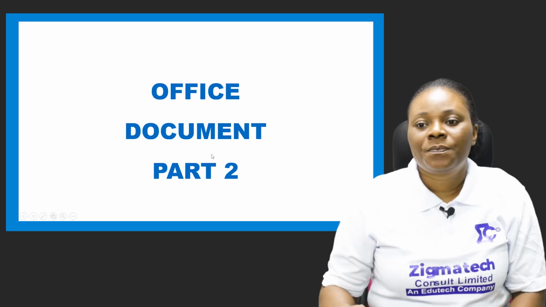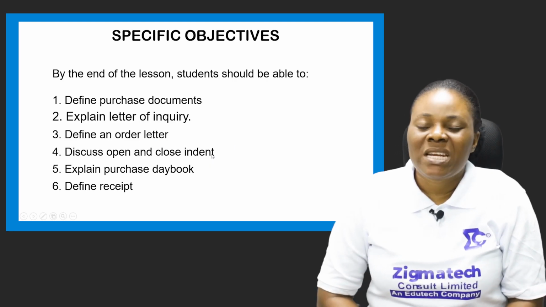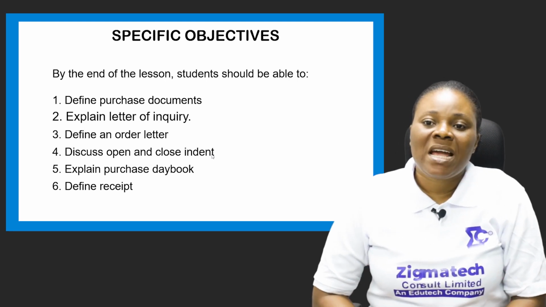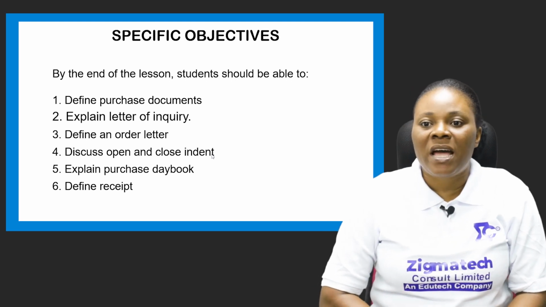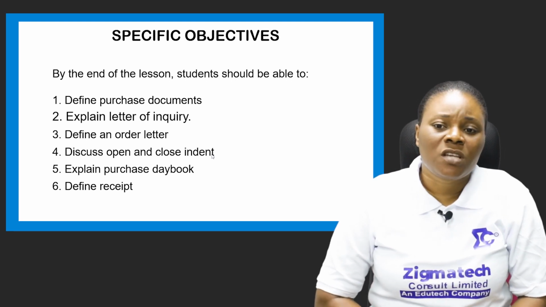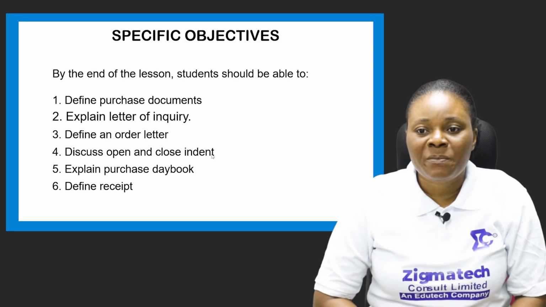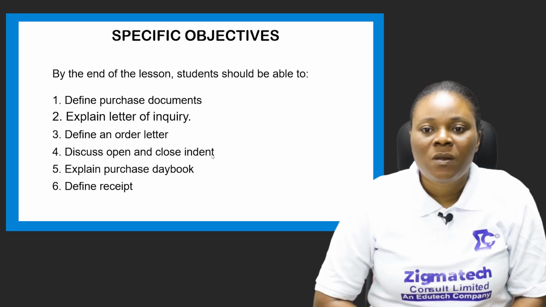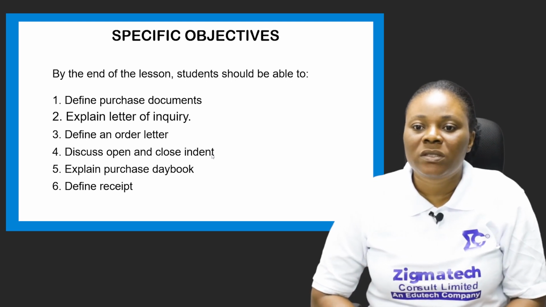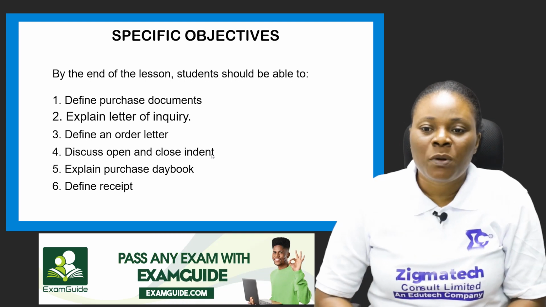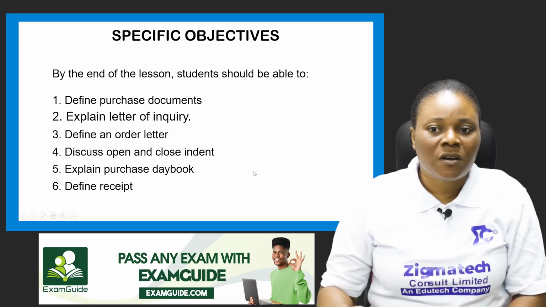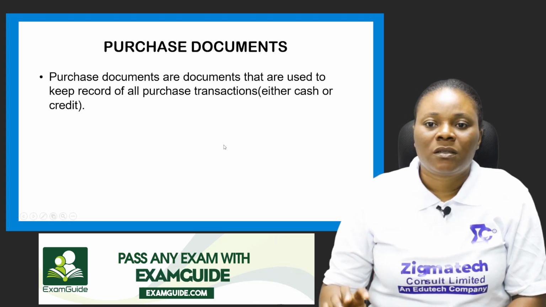To continue the topic, today we'll be looking at the second type of office documents, which is Part 2 of the topic. By the end of today's lesson, you should be able to define purchase documents, identify various purchase documents and explain them, explain the use of letter of inquiry, explain other letter, discuss the open and closed indent, explain the use of purchase daybook, and also the use of the receipt. So these are the various office documents that we'll be looking at today.